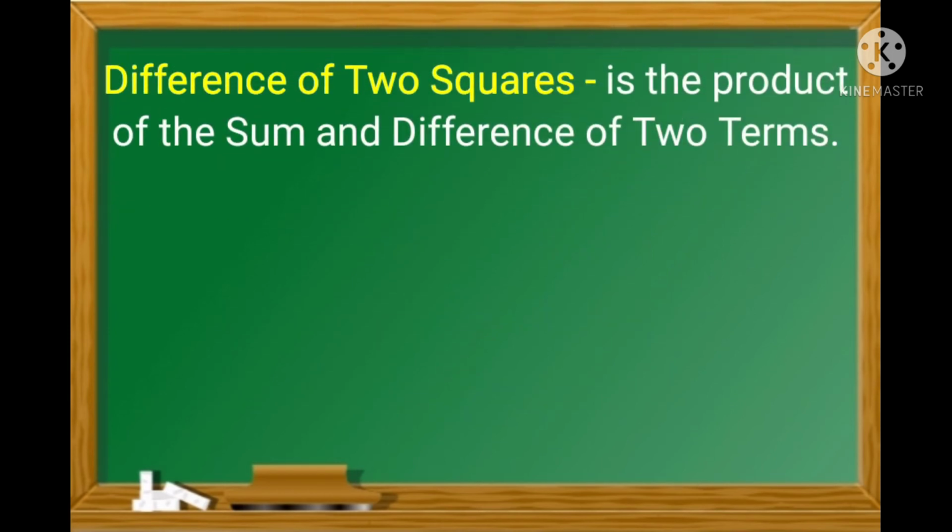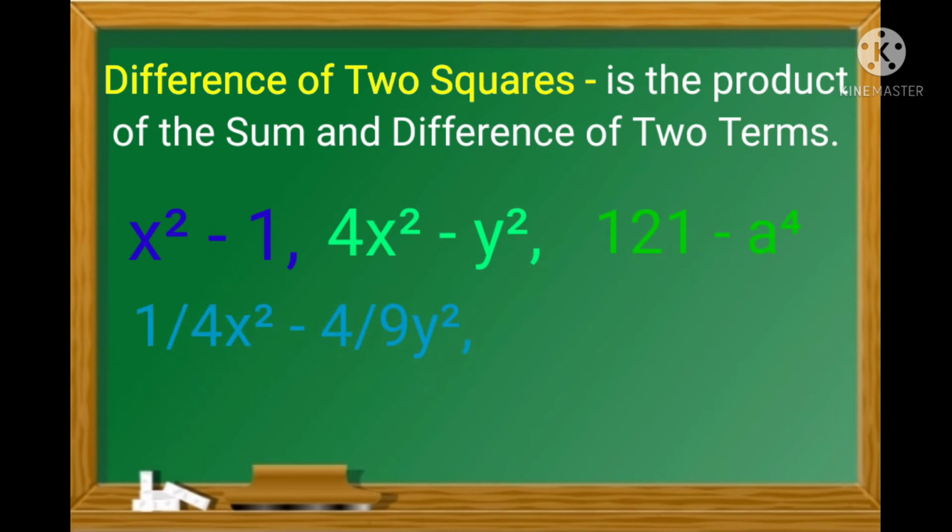What is the difference of two squares? It is the product of the sum and difference of two terms. The following expressions are examples of difference of two squares. They are all examples of difference of two squares since the first and the last terms are all perfect squares, and the terms in every polynomial were separated by a minus sign.